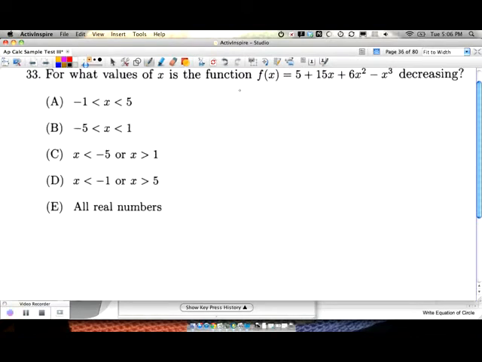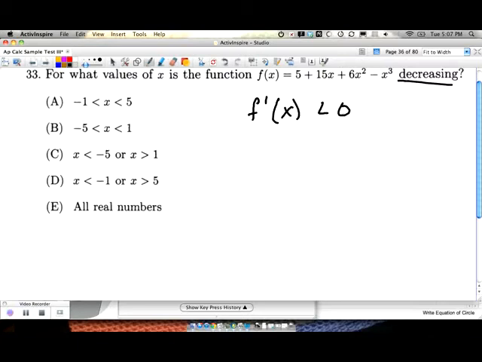Next. For what values is the function decreasing? Okay, so you could totally do this by hand again, but I'm going to use a calculator just to accelerate a tiny bit. First, I'm going to take the derivative, because when I hear the word decreasing, that means that f prime of x is less than 0. The f prime of x is negative.